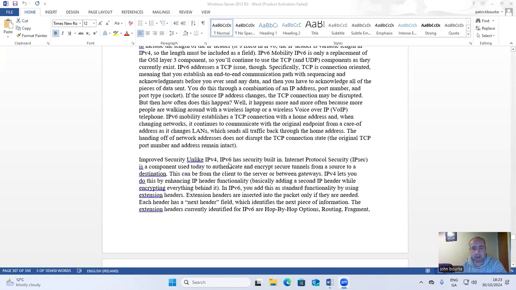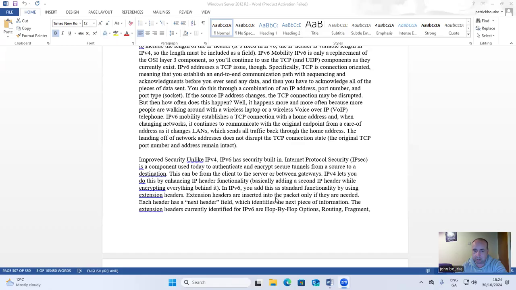Improved security. Unlike IPv4, IPv6 has security built in. Internet Protocol Security (IPsec) is a component used today to authenticate and encrypt secure tunnels from a source to a destination. This can be from the client to the server or between gateways. IPv4 lets you do this by enhancing IP header functionality, basically adding a second IP header while encrypting everything behind it. In IPv6, you add this as standard functionality by using extension headers.